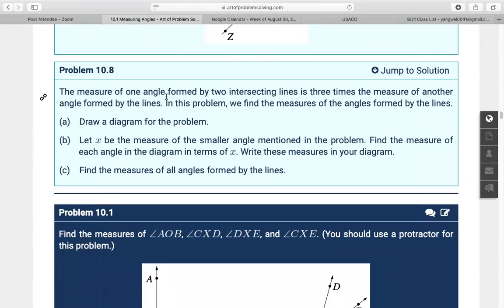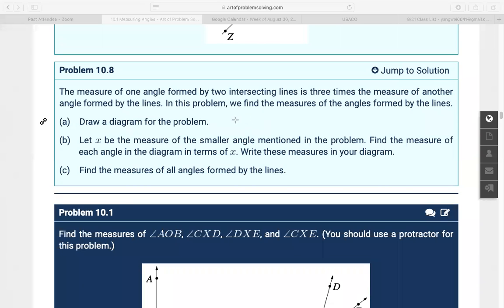Now let's go to 10.8. This one says the measure of one angle formed by two intersecting lines is 3 times the measure of another angle formed by the lines. In this problem, we find the measures of the angles formed by the lines. First, draw a diagram for the problem. So let's first draw: the measure of one angle formed by the two intersecting lines is 3 times the measure of another angle formed by the lines.